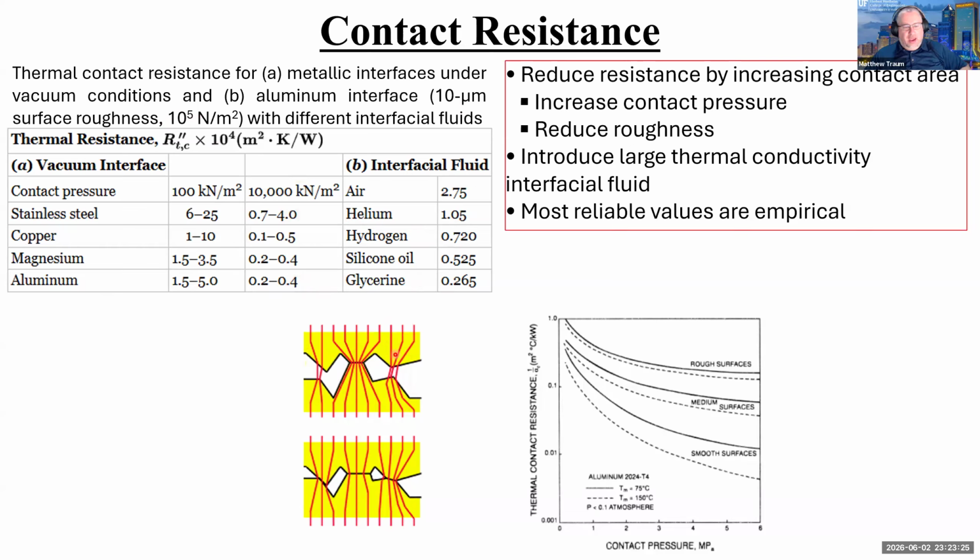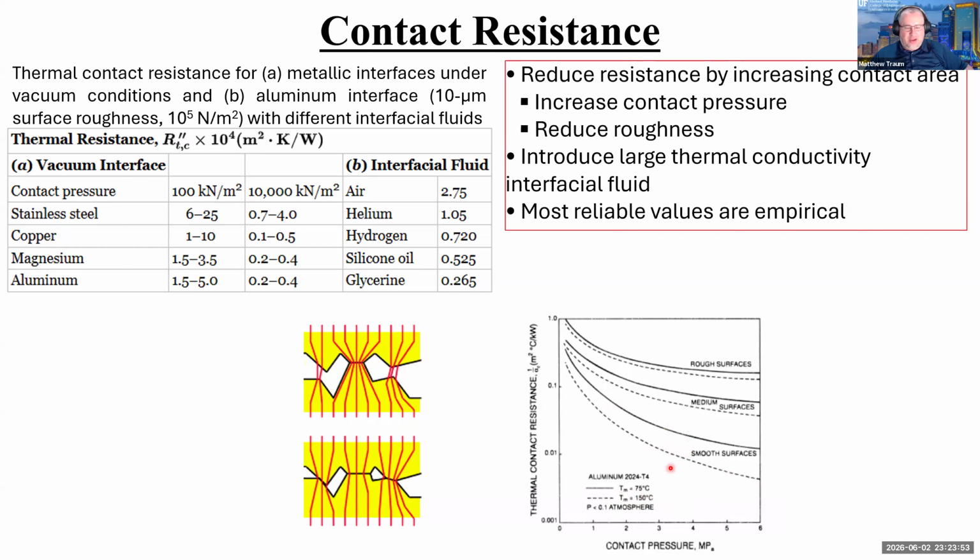The other thing that I show here is a plot so that you can see it. Here's contact pressure on the x-axis, and here's thermal contact resistance on the y-axis. Dotted lines represent higher temperatures, 150 Celsius. Solid lines are 75 Celsius. So you can see there is a temperature dependence as well.